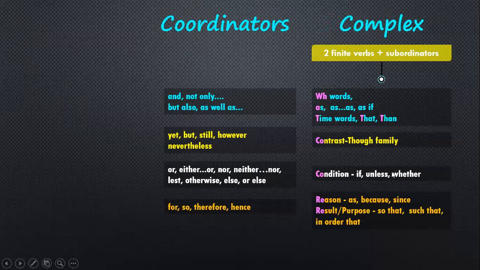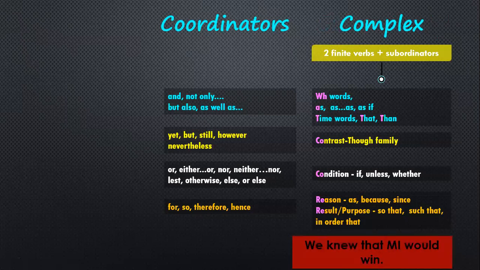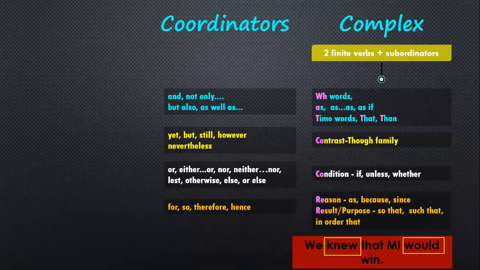So any sentence which has two finite verbs plus a subordinating conjunction will make the sentence a complex sentence. For example, we knew that MI would win. Now in this case, knew and would are the finite verbs. Now we have learned what is a finite verb. Subject plus verb, subject plus verb. Subject है या मुमकिन है. Knew has a subject, that is we. Would has a subject, that is MI. And that's why knew and would become the two finite verbs.